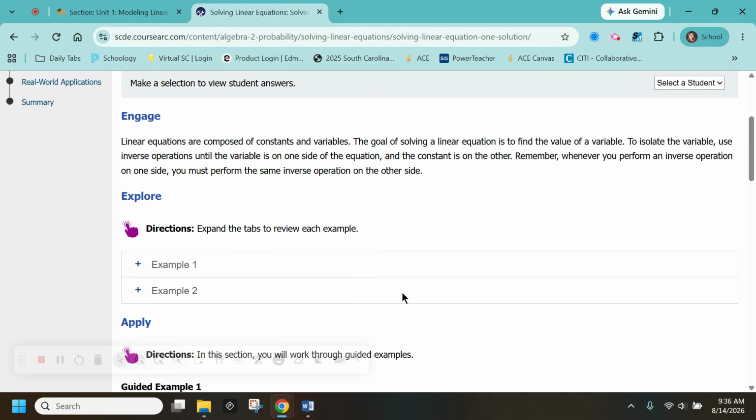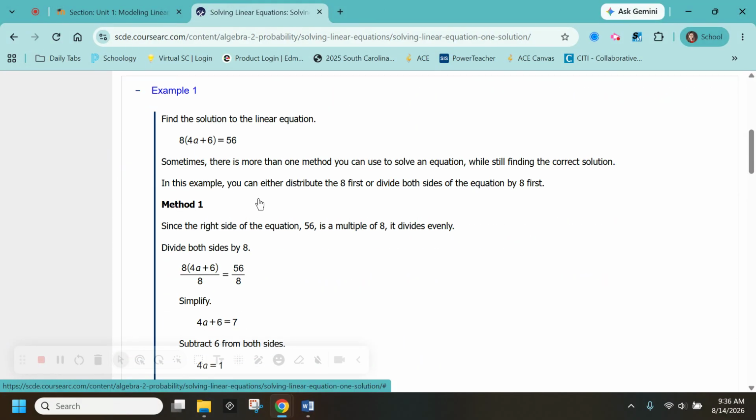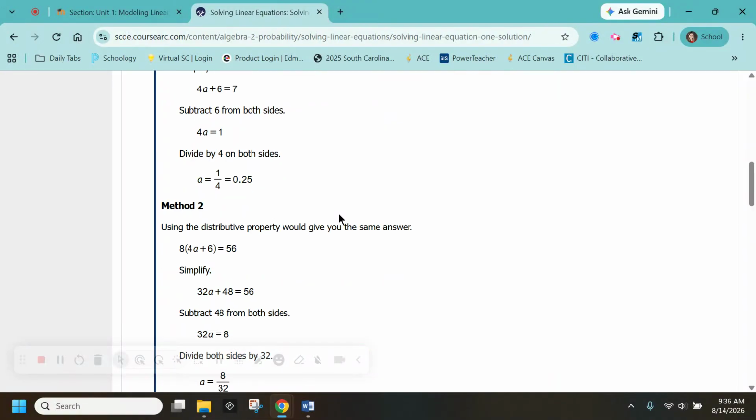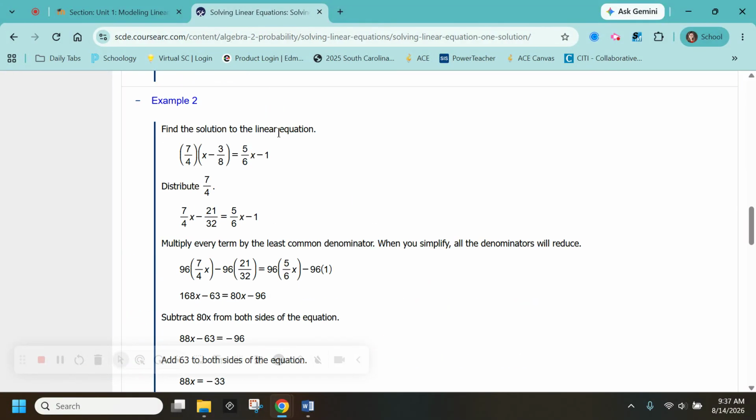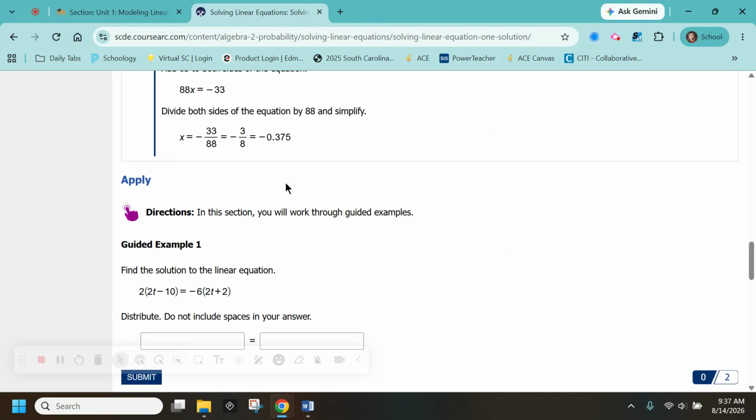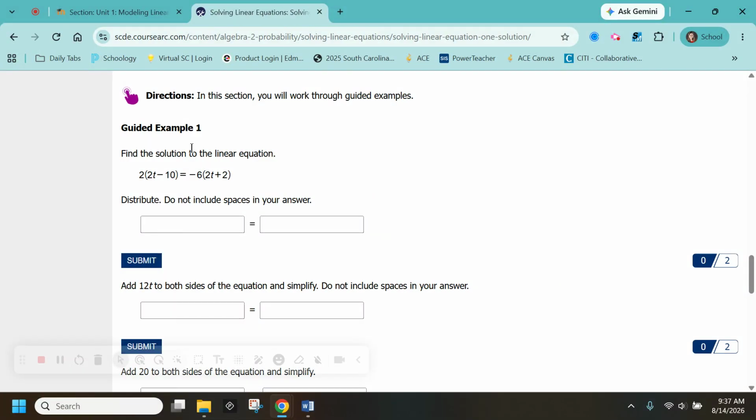Let's jump right in. For solving linear equations with one solution, we have a couple of examples here. Again, feel free to look through these on your own time and make sure that you completely understand what's going on. We have another example here with some fractions. If you're not great with fractions, please feel free to review that example. Be careful with these. There is only one way to enter these into the boxes.